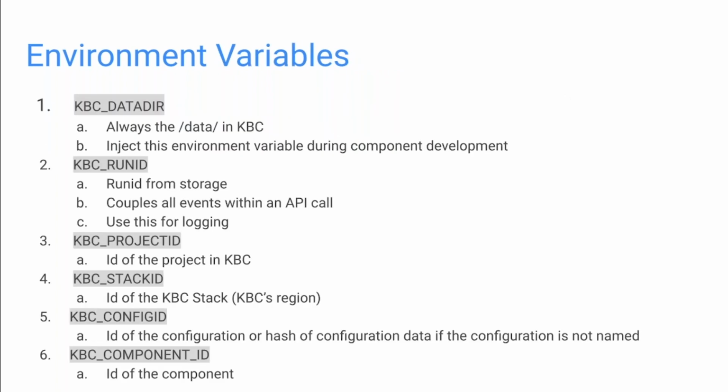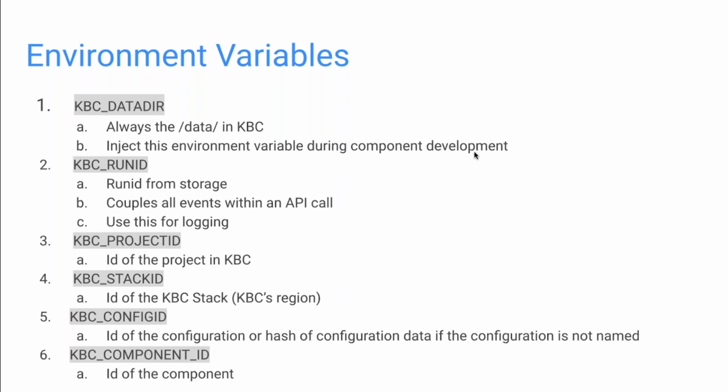Environment variables. The first one I'm going to talk about is KBC_DATA_DIR. It is always the data directory in KBC. Every time a Docker runner spins up an environment, it will inject this environment variable during component development or component run.